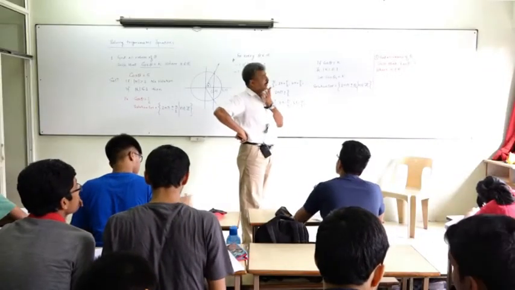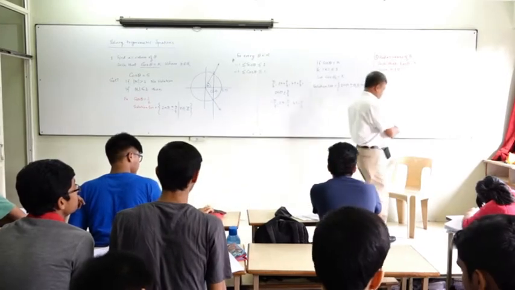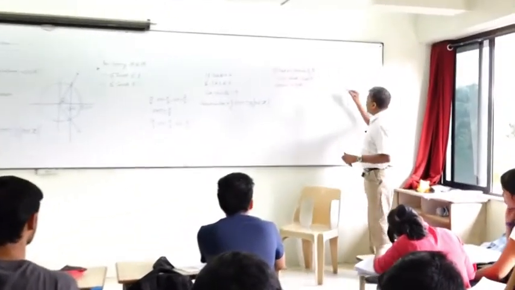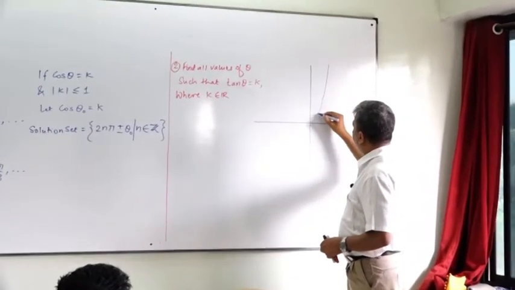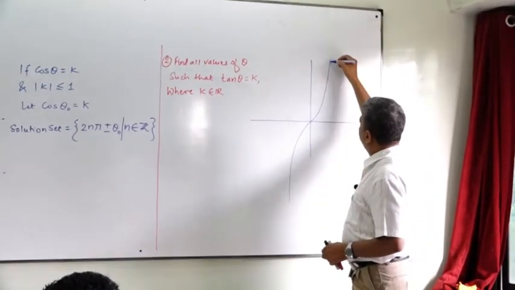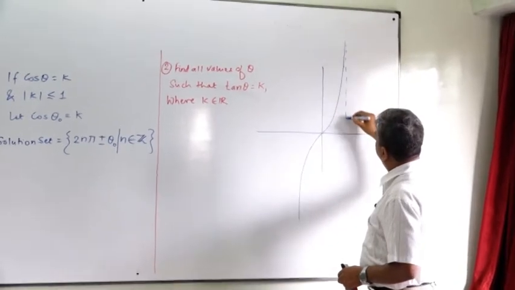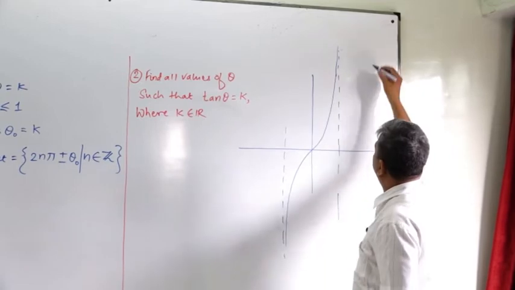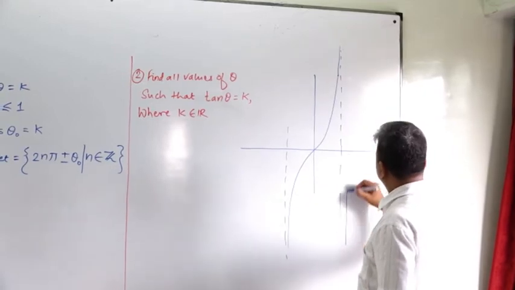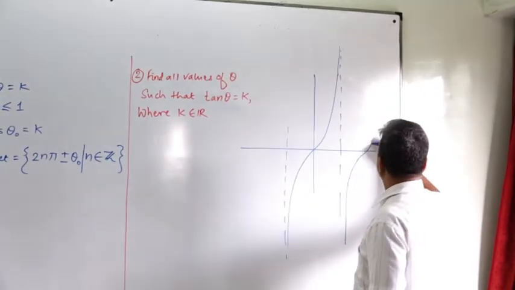Okay, so what we are trying to do here is, for example using graphs, yesterday we plotted this graph for tan, this was pi by 2 and this was minus pi by 2, something like this.